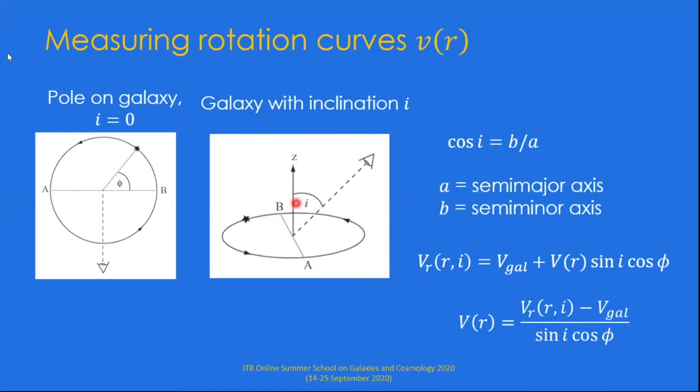The radial velocity that we measure is actually a summation of two components, namely the velocity of the galaxy as a system, which is none other than the velocity of the galaxy center, and a contribution of the orbital velocity in the direction of our line of sight. So from this, we can obtain orbital velocity at any radius r from the center.